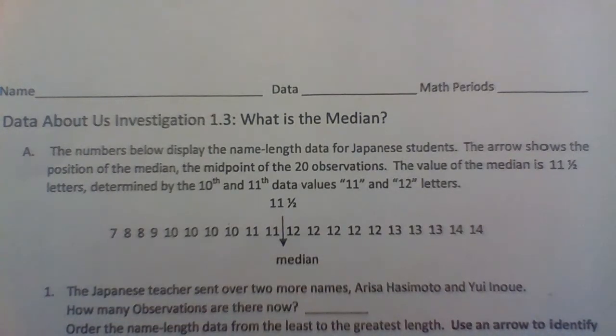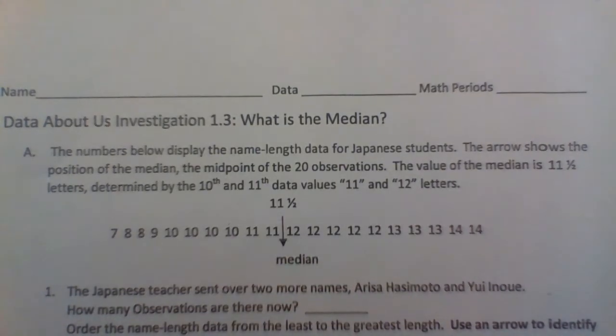So on your desk, you should have the same thing. I gave you cards to cut out. You should have your list, and they're all in order from least to greatest. Now, it says the value of the median is 11.5. It's determined by the 10th and 11th data values, 11 and 12 letters. So I want to show you what my cards look like and how we came up with that median.